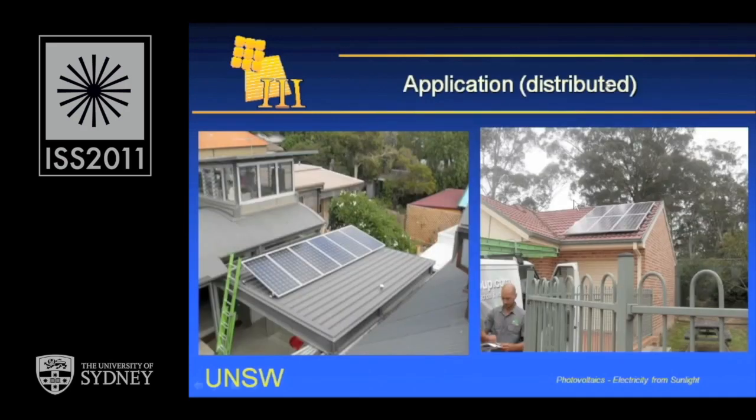This has been the most common application so far: small systems such as shown here on the roof of private homes. A system like this, if it was 100% efficient, so if it converted all the solar energy falling onto it into electricity, would be large enough to power 2 homes.